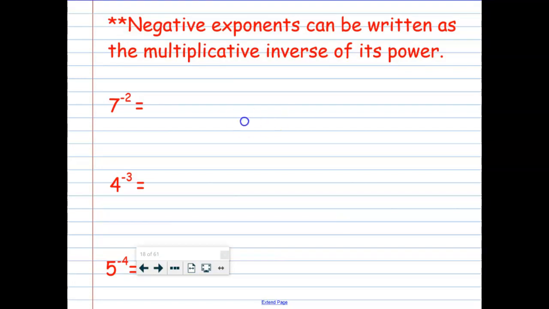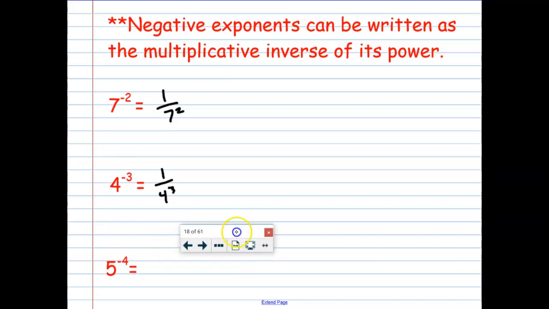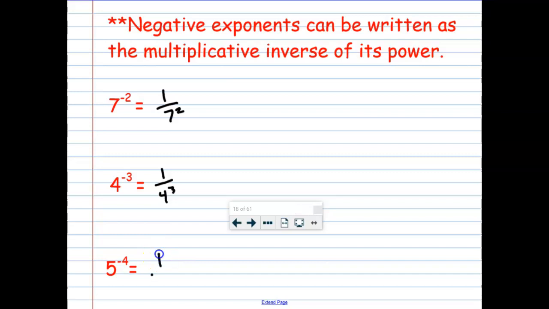All right, let's do a couple more examples and then you can pause and write it in. So 7 to the negative second power, hopefully you're figuring this business out by now, is going to be 1 over 7 squared. 4 to the negative third is just 1 over 4 to the third. And last but not least, 5 to the negative fourth is really 1 over 5 to the fourth power.